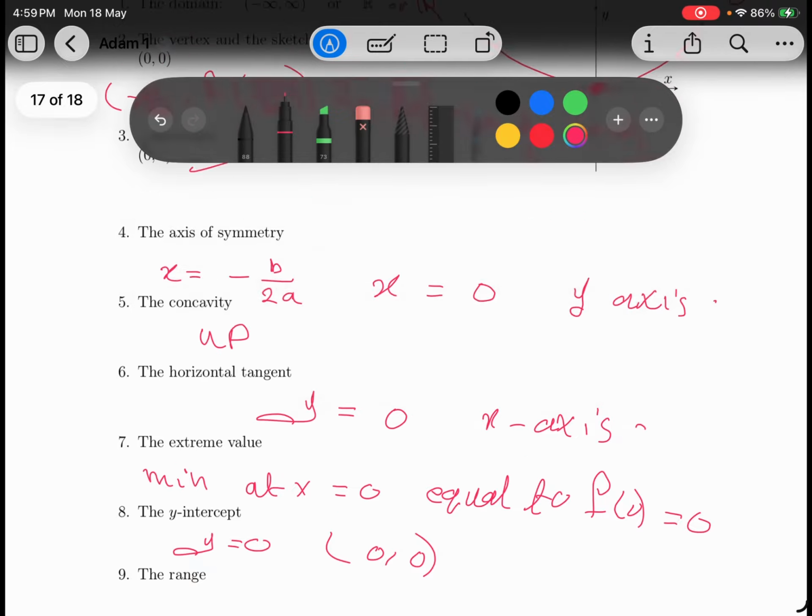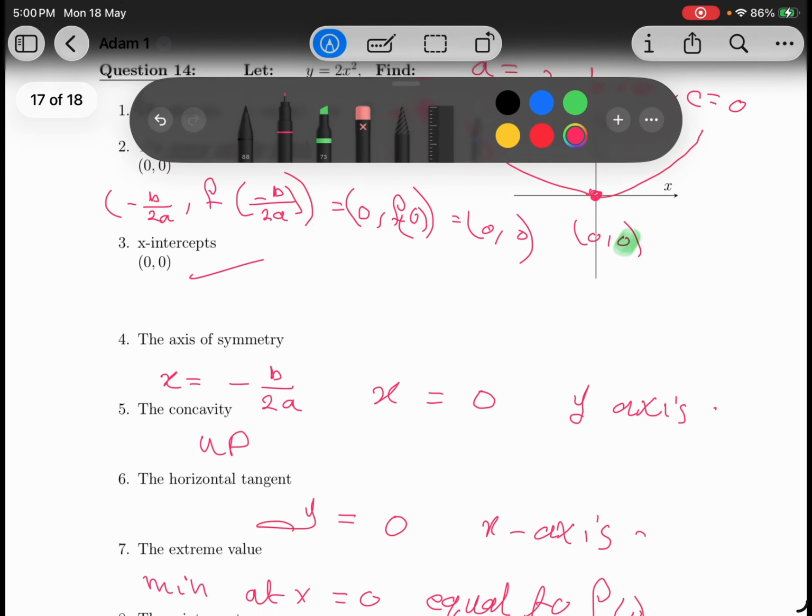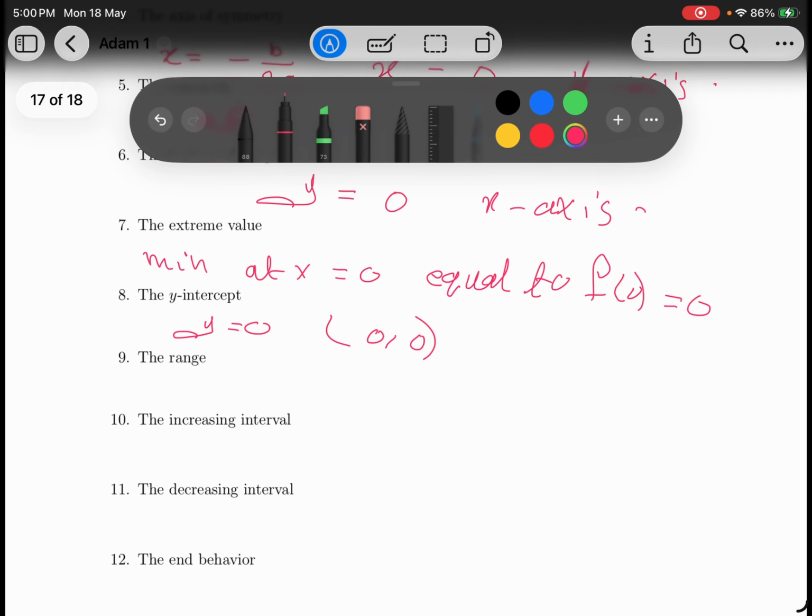And here the range. The maximum value for this function is 0, and the range is whatever is less than this 0. So it goes from minus infinity to 0. 0 is the maximum. So the range here, as an interval, is from minus infinity to 0, closed, of course, because 0 itself is a part of this range.